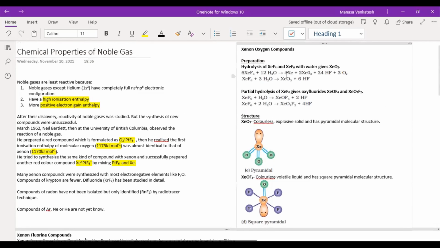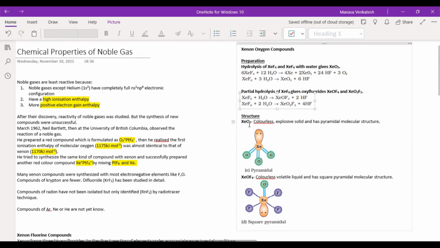Next, xenon oxygen compounds. The hydrolysis of XeF4 and XeF6 with water gives us XeO3. That is hydrolysis of xenon tetrafluoride and hexafluoride. Both of them give us XeO3, xenon trioxide. So partial hydrolysis actually gives us some compounds called oxyfluorides. So oxyfluorides, basically they have both oxygen as well as fluorine, and the reactions are here.